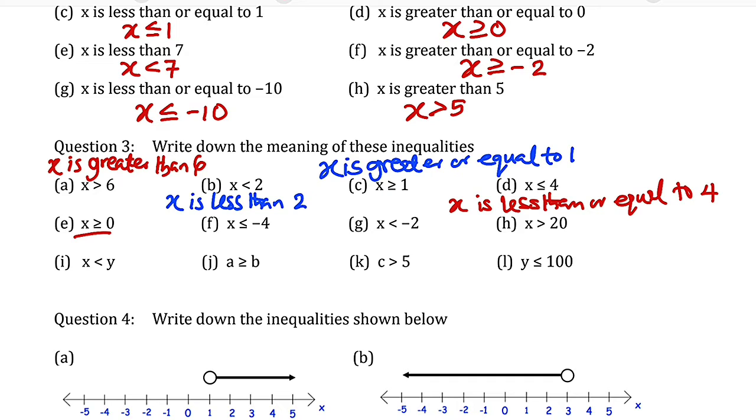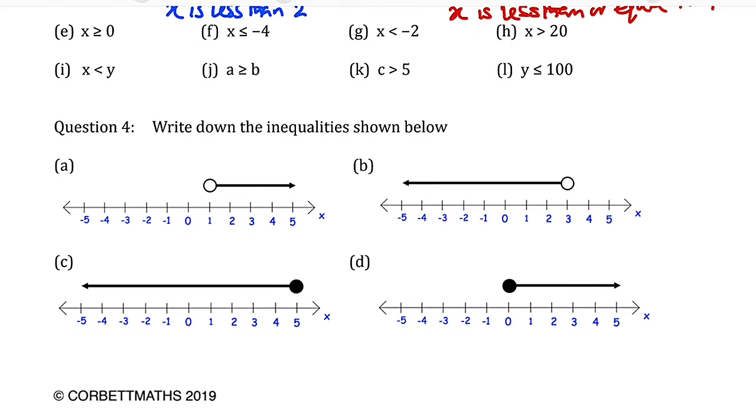This is x greater than or equal to 0, x less than or equal to -4, x less than -4, x greater than 20, x less than y, a greater than or equal to b, c greater than 5, y less than or equal to 100. Then question number 4 reads, write down the inequalities shown below.